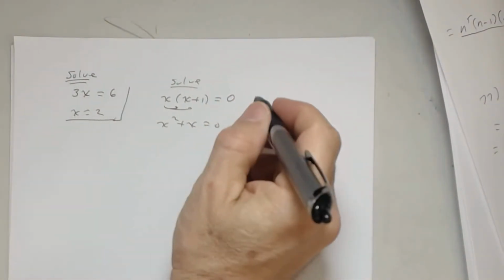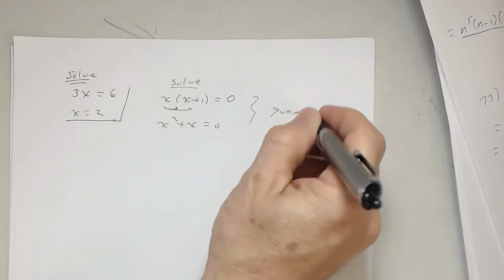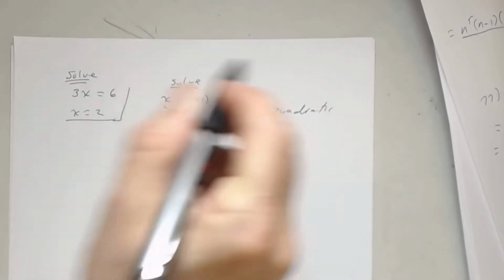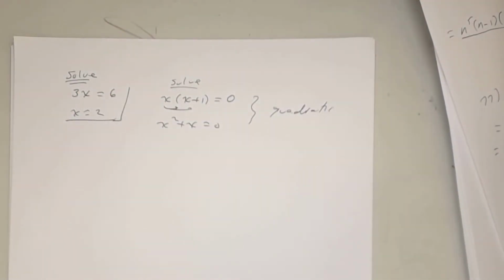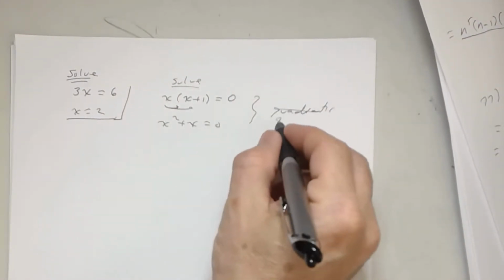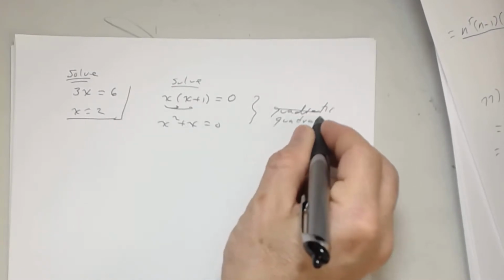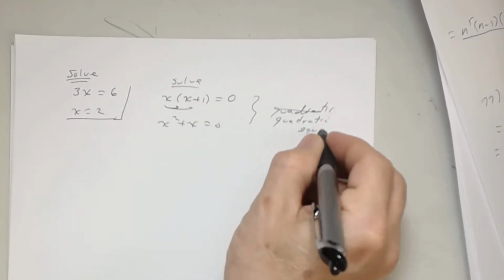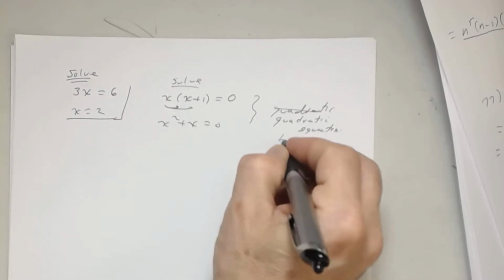So notice this whole thing though is a quadratic equation. So now we're going to solve quadratic equations. That's what we're doing now. In this section, the way that you're going to solve a quadratic equation is by factoring. So you're going to solve this quadratic equation by factoring.